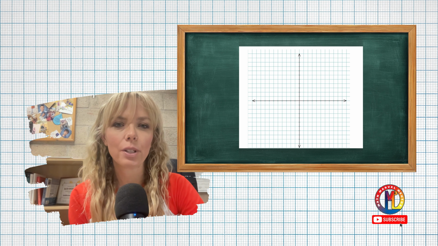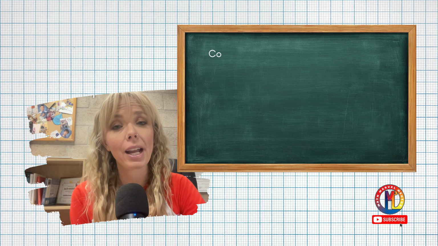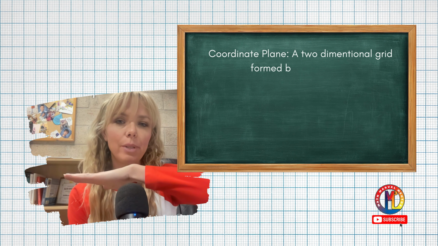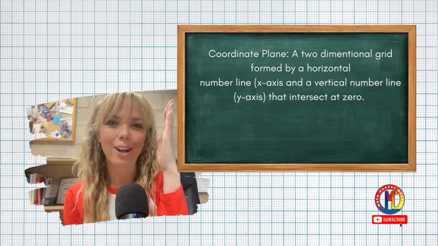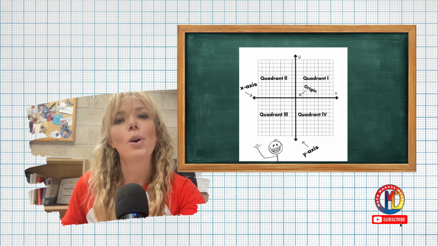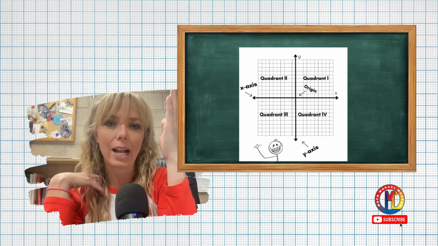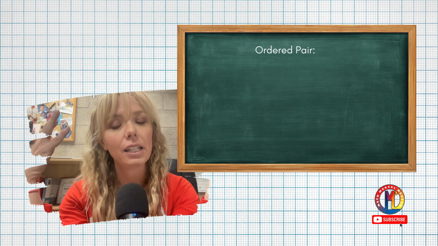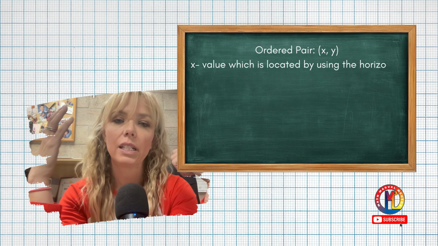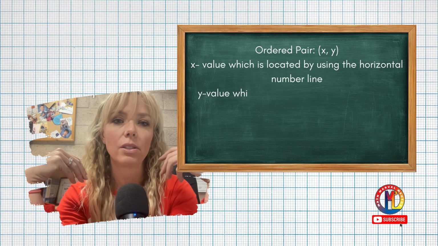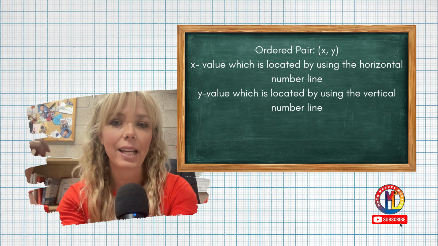So here we have a coordinate plane, and a coordinate plane is a two-dimensional grid formed by a horizontal number line, which is going to be our x-axis, and then a vertical number line, which is going to be our y-axis. And so with a coordinate plane, because we have both an x and a y-axis, we can graph any number, positive and negative, with two sets of numbers, our x coordinates and our y coordinates. And so this allows us to show a variety of quantities and values in one setting by putting it on a grid.